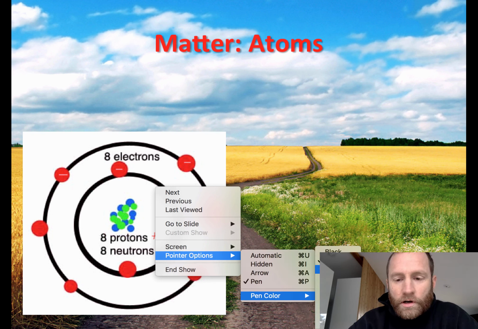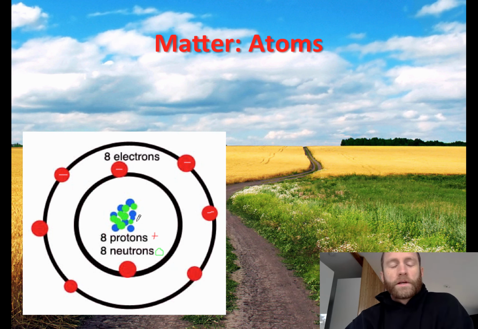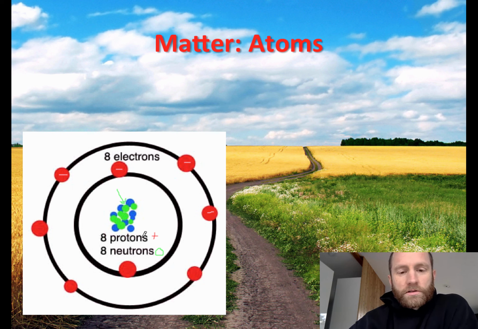And then there are the neutrons, and the neutrons have no charge. They are neutral. I guess I'll just draw a circle. So they might be the green things here. The blue things might be protons, and the red things might be electrons. So the protons and neutrons are at the center of the atom, and they are known together as the nucleus. The protons and neutrons make up the nucleus of the atom. Nucleus meaning like the center.